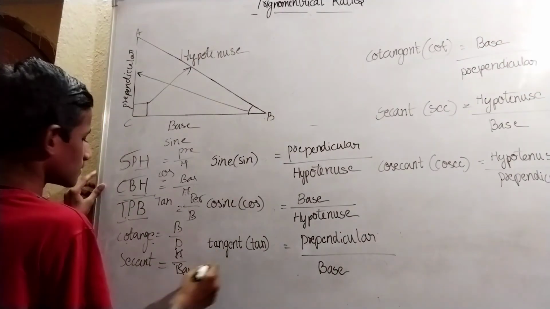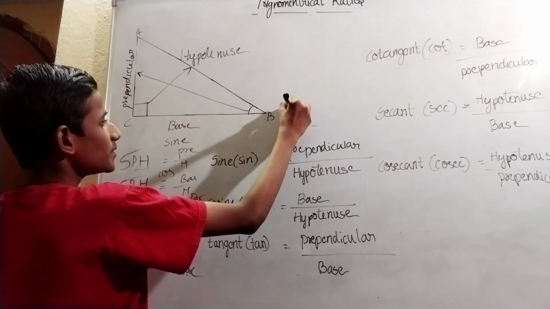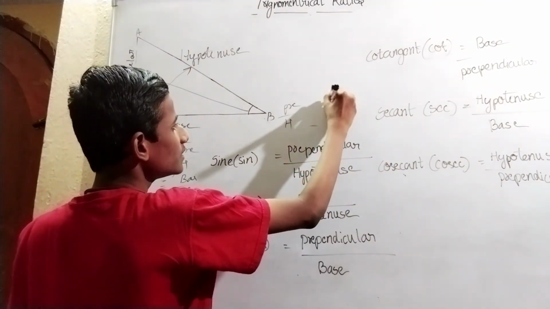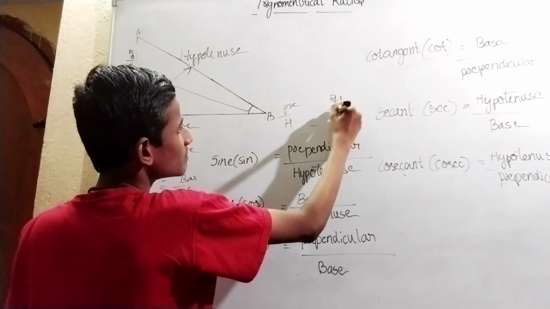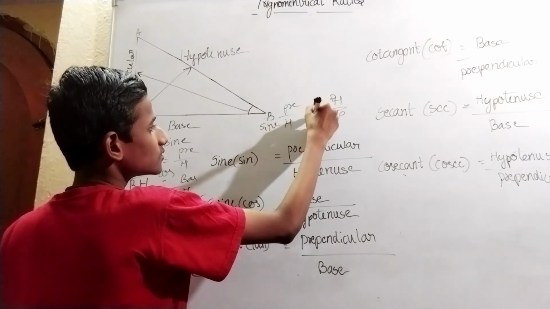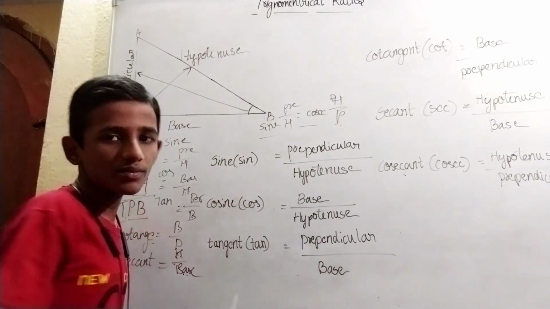Next, SPH, sine. Sine means perpendicular by hypotenuse, we know that. And cosecant means hypotenuse by perpendicular. Reverse. Sine, cosec. These are the easy steps to understand it.